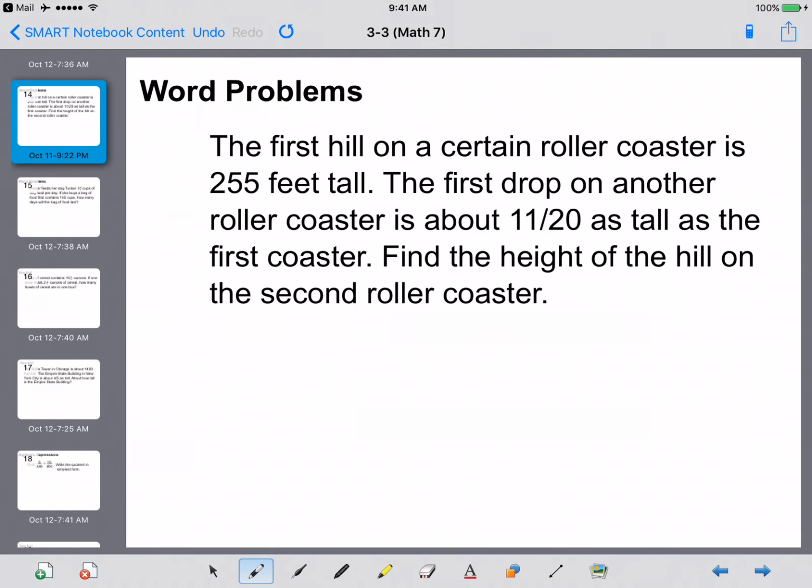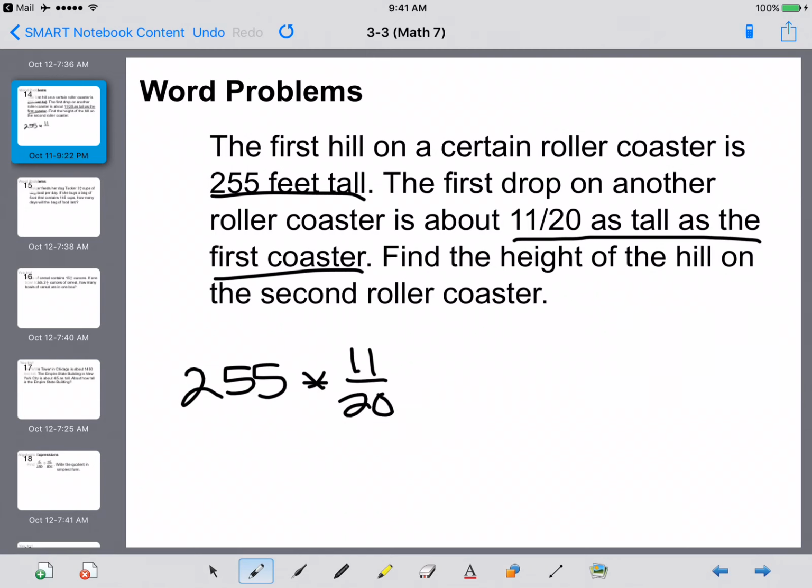Now we've got some word problems here for you. So this one says the first hill on a certain roller coaster is 255 feet tall. The first drop on another roller coaster is about 11/20 as tall as the first roller coaster. Find the height of the hill on the second roller coaster. So our first is 255. Our second one is 11/20 of that height. So we're going to multiply that by 11/20. Because of means to multiply. 11/20 of the 255 feet.